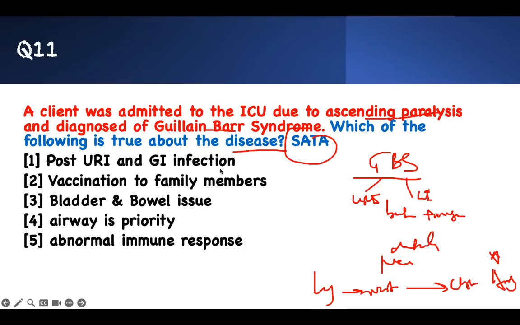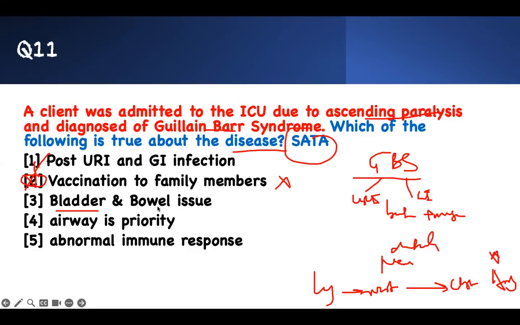So what is the problem? Post-URI and GI infection, yes. Vaccination of family members, no. You don't need to vaccinate any family member. That's wrong. It's not something that you get from somebody. It's just that you have the infection and your body is reacting to that. Vaccination doesn't prevent it.